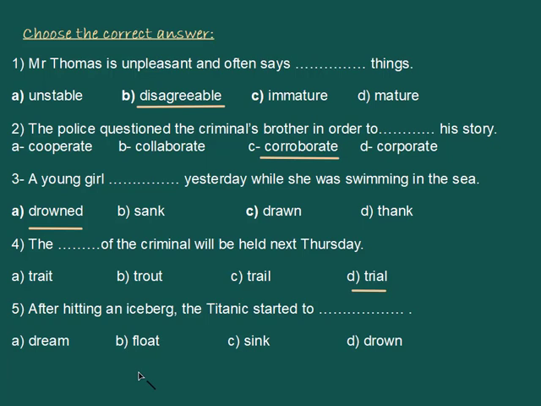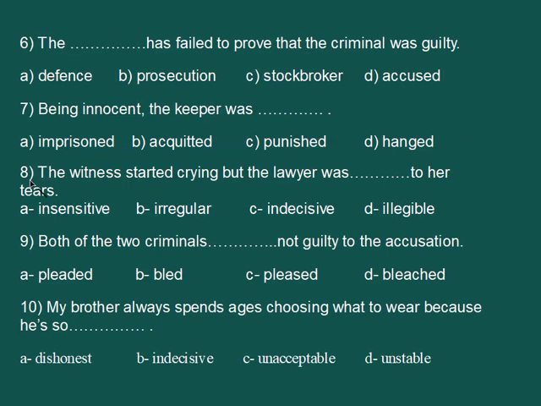Number 5, after hitting an iceberg, the Titanic started to sink. Yeah, of course. So Titanic is a ship. So I can say drown, I can say sink. Yes, great. Let's go to number 6. The prosecution has failed to prove that the criminal was guilty. So which one of these is related to people who prove the criminal was guilty? Yeah, the right answer is prosecution. Great. Yeah, this is letter B.